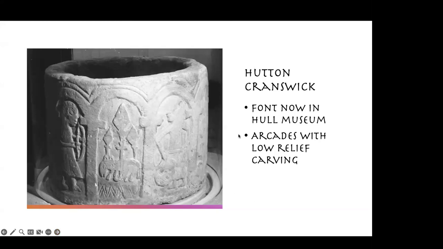However, we do know where the Hutton Cranswick font is, and that's now in Hull Museum. Now, this has arcading, and it has very low relief carving. This low relief you'll see in one or two of the fonts that we're going to look at later. So here we have the Agnus Dei, and here we have a man with a bow and arrow, and here we have a man who looks as if he's carrying his head. I'm not sure, since the top seems to have been damaged in some way, how that particular image works.